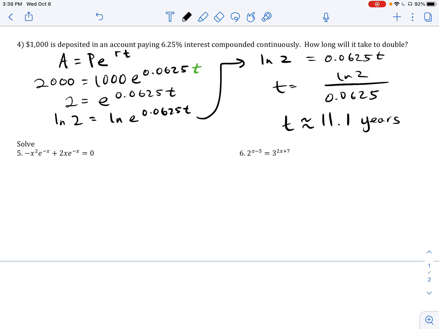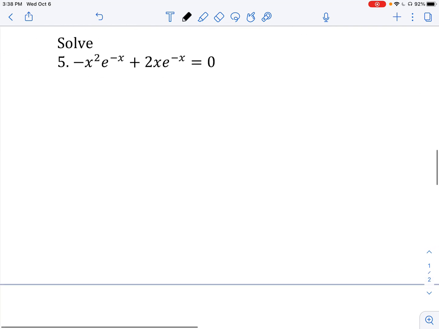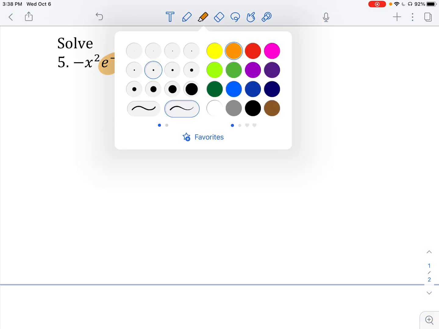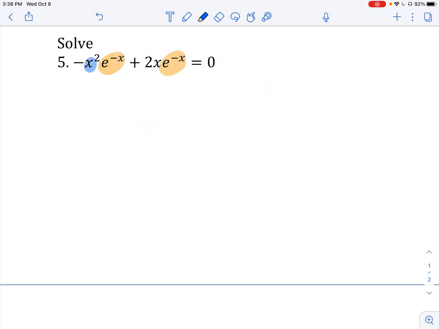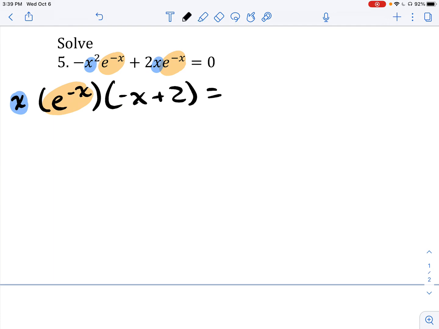Okay. All right, let's finish this up with the last two problems on this page. Let's try number 5. If we look at this carefully here, we notice that there are some common factors. I also see that there's an x in both of those terms. So if I factor all those out, I've got an x that I can factor out. Let me actually highlight that. I also have an e to the negative x that I can factor out. And I also have this left over, negative x plus 2 is equal to 0.